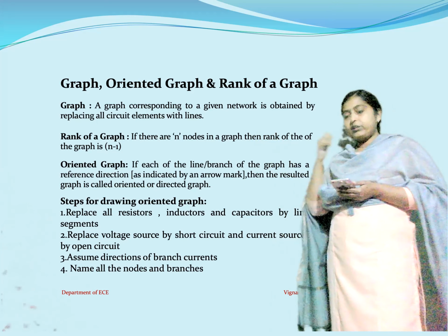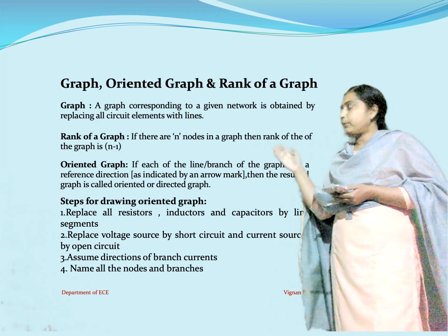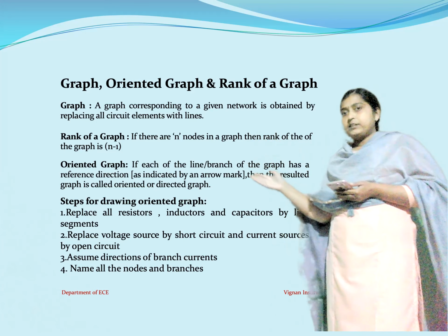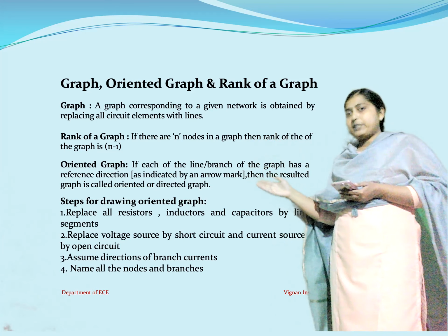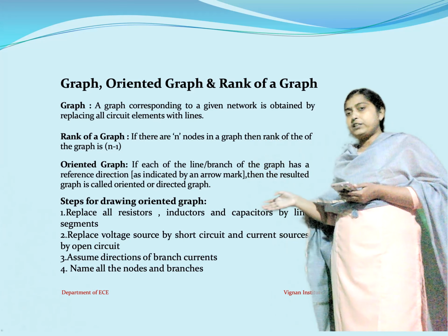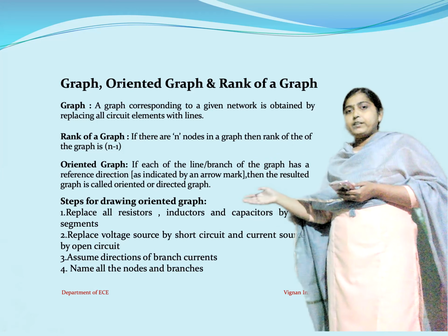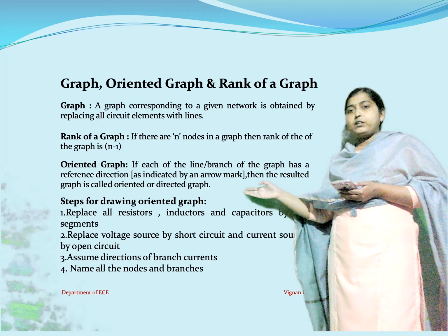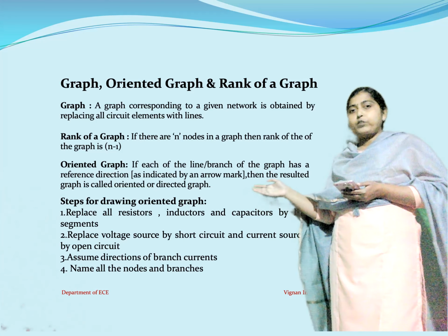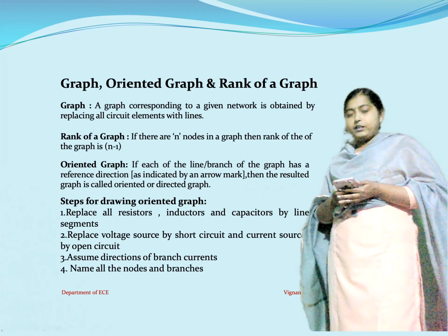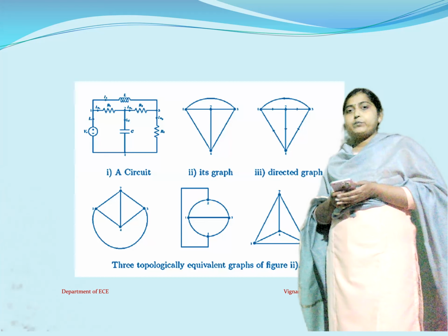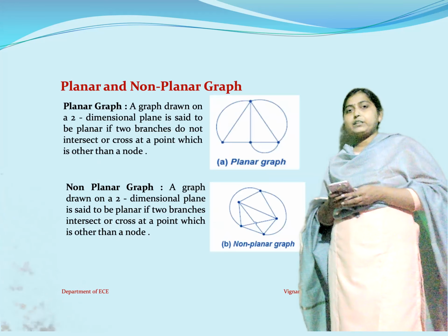The steps involved here are: replacing all the network elements like resistor, inductor and capacitor with a line. Then all the voltage sources are replaced with short circuit, that is step number 2, and all the current sources are replaced with open circuit. Remember that no node has to be missed from your circuit while drawing your network graph. So these are a few definitions we have discussed. Apart from that, we have seen a few examples of how to draw them.